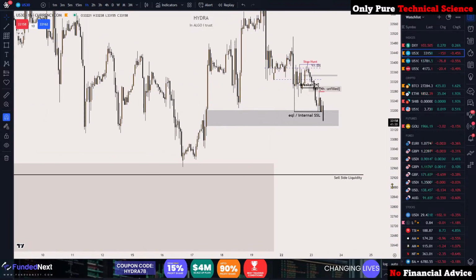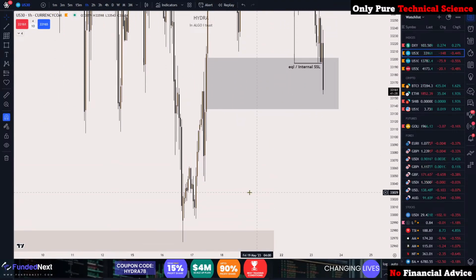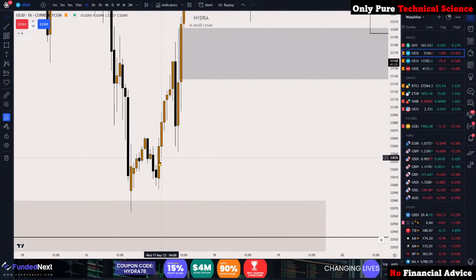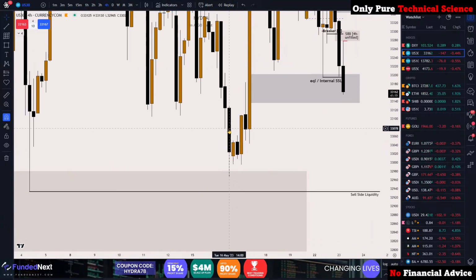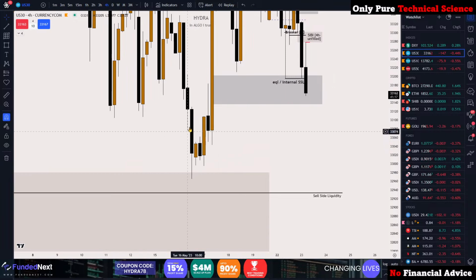If I zoom in a little bit more, you will see that there's a fair value gap that is unfilled for price. So price can also reverse from this fair value gap. On the 4-hour chart, there's an inversion, so I will take consideration of this inversion rather than marking the hourly fair value gap.